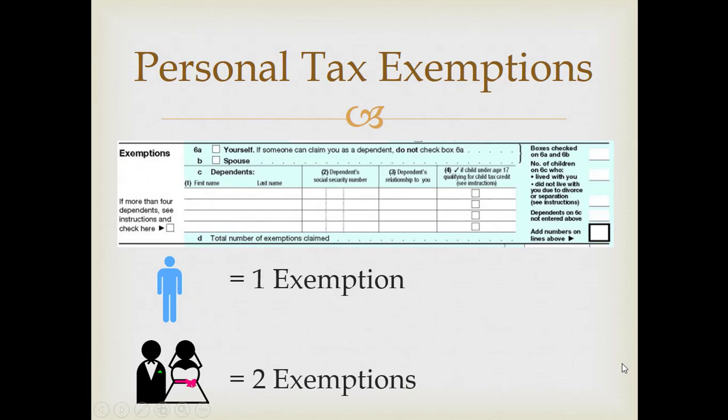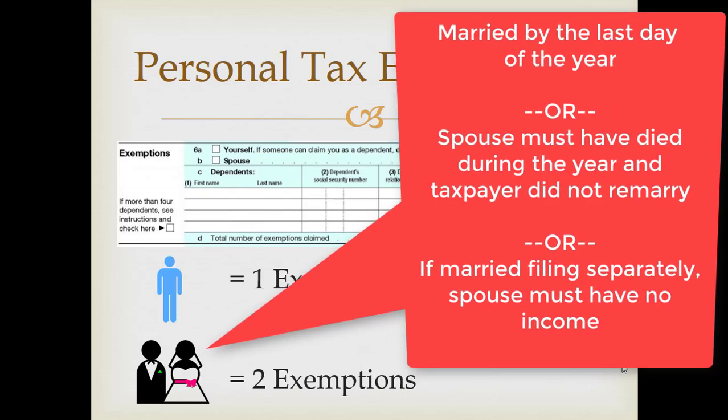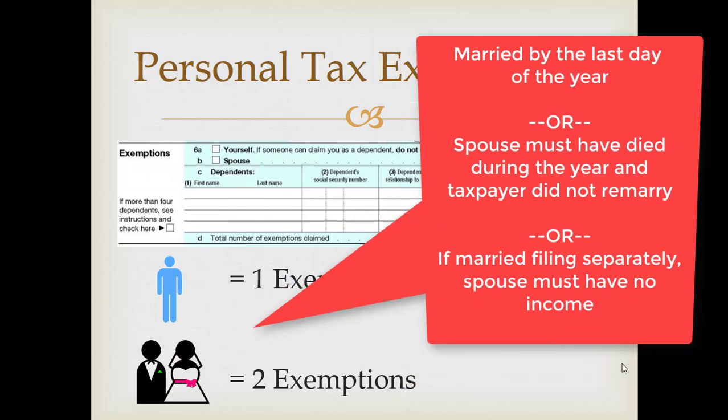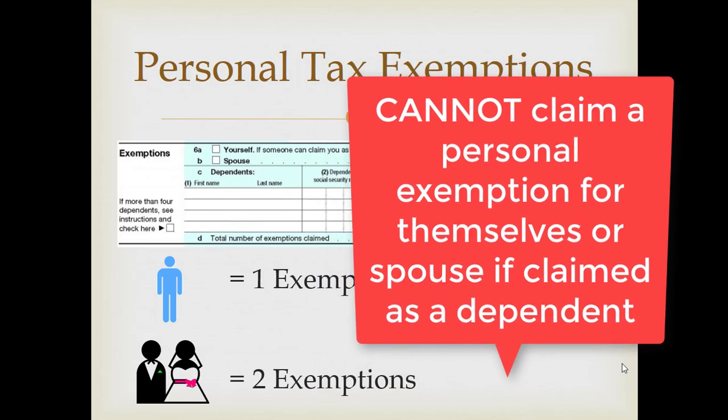Now, there are some specific things that you need to have in order to claim a personal exemption for a spouse. First, you must be married by the last day of the year, or the spouse must have died during the year and the taxpayer must not have remarried. Or on a separate return, if you're married filing separately, the spouse must have no gross income. It's also important to note that a taxpayer cannot claim a personal exemption for themselves or their spouse if he or she can be claimed as a dependent on another tax return.